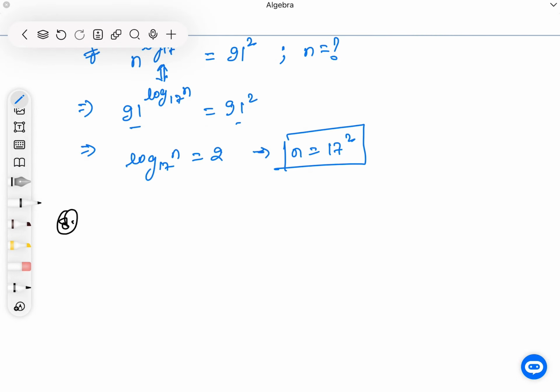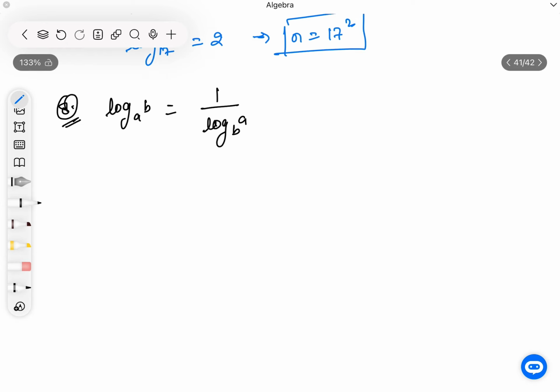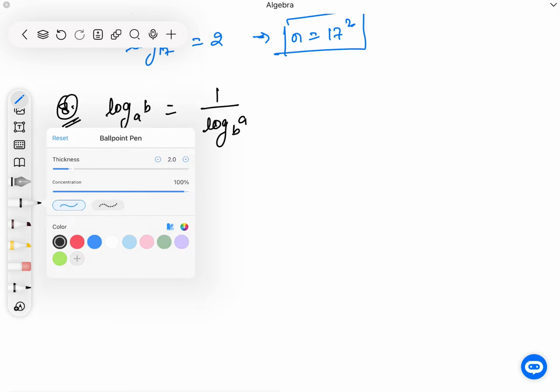Cool. Let's see another property. So let's say you have log of b with a base of a. Then you could write this as 1 upon log of a with a base of b. This is another property that you have. Where you are just changing the base and the value, but one is in numerator, one is in denominator. Let's see a question.